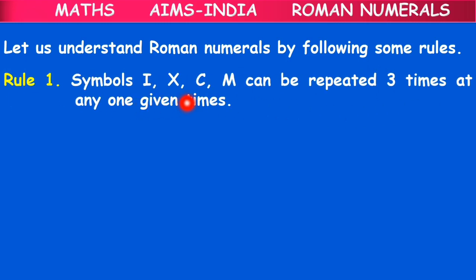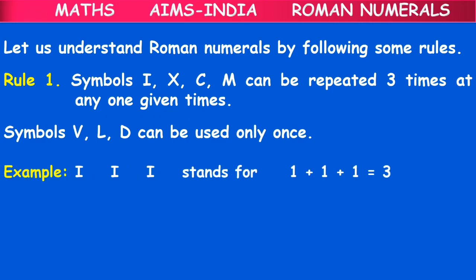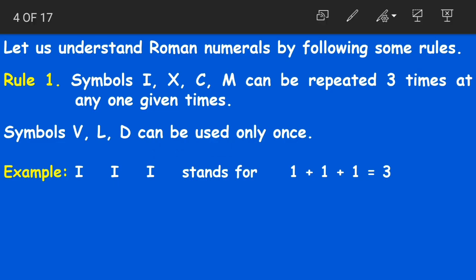Rule number 1. Symbols I, X, C, M can be repeated 3 times at any one given time. What they mean by this is that in any given Roman numeral, these symbols I, X, C, M can be repeated 3 times maximum. When I say maximum, it means not more than 3 times. And these symbols V, L, D can be used only once.